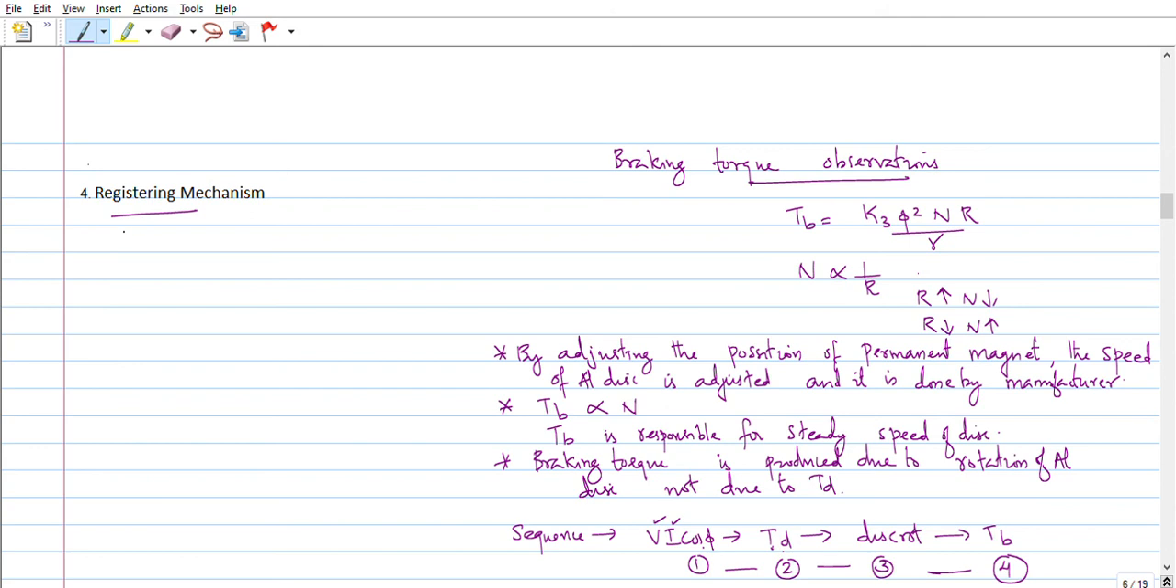Then next is registering mechanism. What is meant by registering mechanism? It is based on the number of revolutions of the disk. It registers the number of units consumed by the disk based on the rotation of the disk.